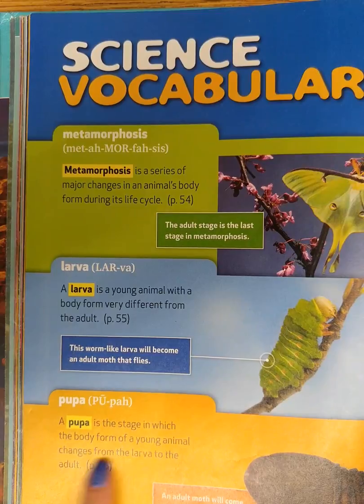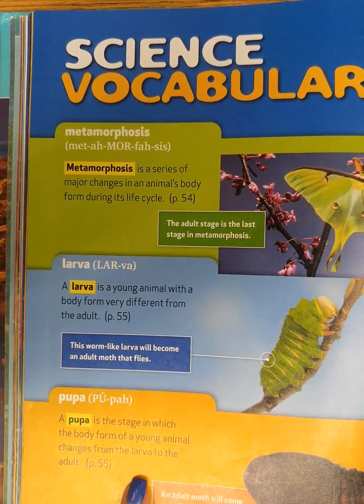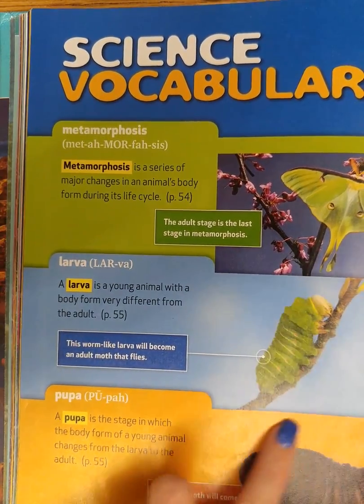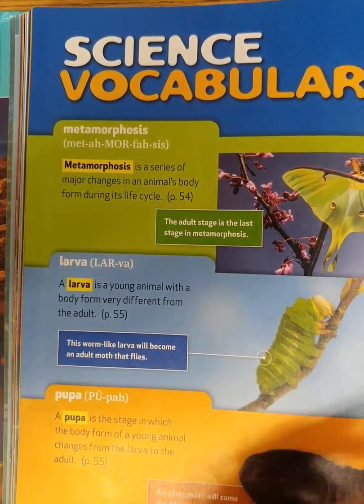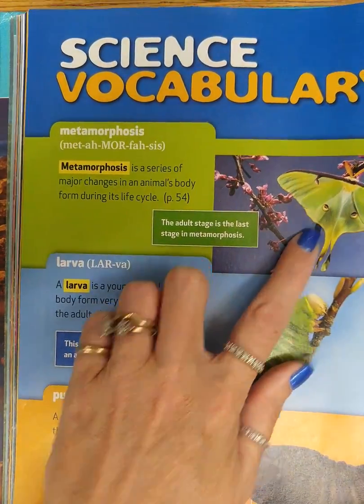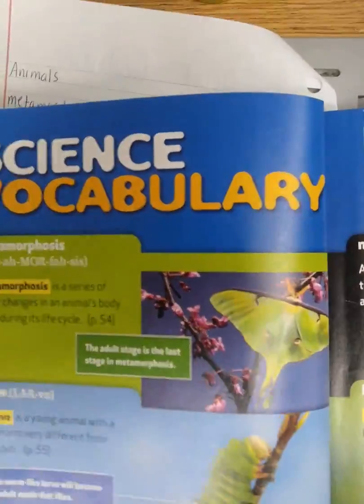Pupa is the stage in which the body form of a young animal changes from a larva to an adult. So they go in the chrysalis, and their body basically changes in there, and when they emerge or come out, they are an adult. Let me move this over here. I know it's going to be a little wobbly.